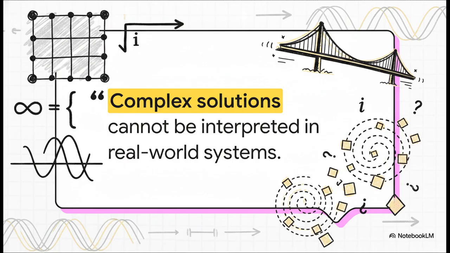Sometimes our perfectly valid real coefficient matrices produce complex eigenvalues, numbers that have imaginary parts. And well, if you're an engineer trying to model the physical swaying of a suspension bridge, an imaginary number really doesn't help you much, does it?